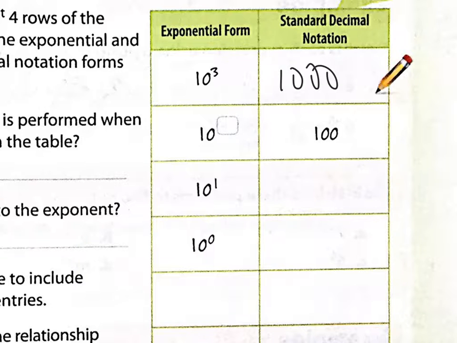Or you can just put it in your calculator. You could just type 10 times 10 times 10 like that, and it'll still give you 1,000. Or you can put 10 to the third power, and it'll give you 1,000.